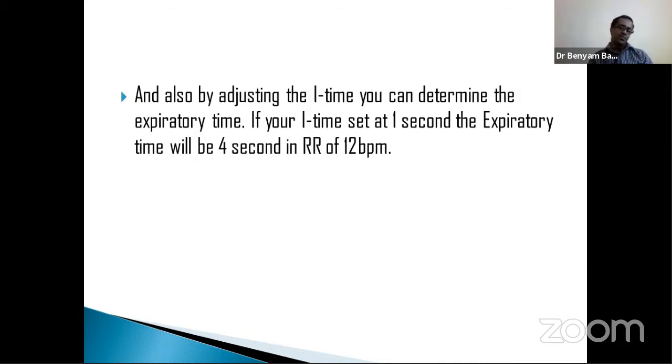total. So if you have 20 breaths per minute, then you'll receive a breath every 4 seconds. So if you set I time to 1, then you'll receive an expiratory time of 3 seconds.